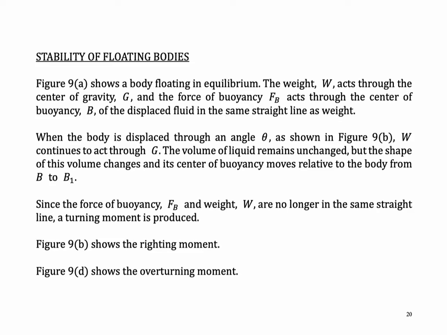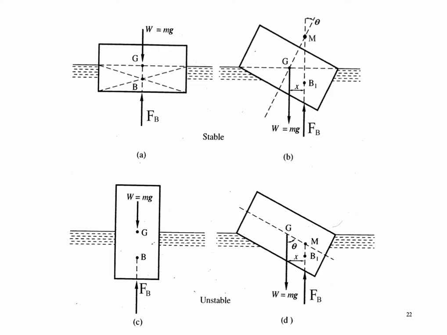Stability of floating bodies. Figure 9 shows a body floating in equilibrium. The weight W acts through the center of gravity G, and the force of buoyancy Fb acts through the center of buoyancy B of the displaced fluid, in the same straight line as the weight. So this is the situation that we described just now.